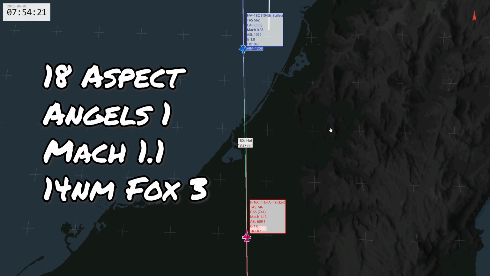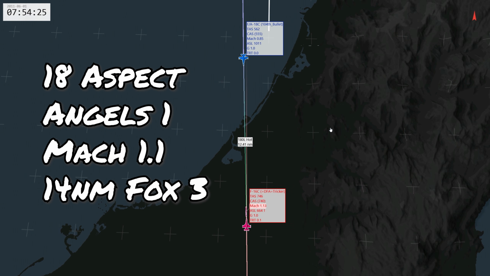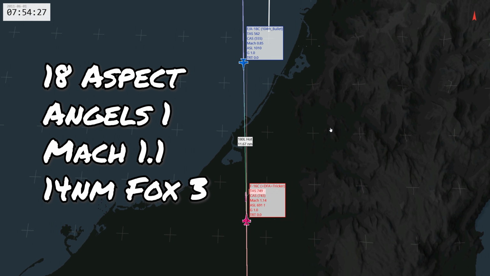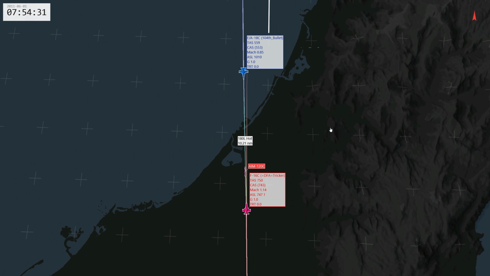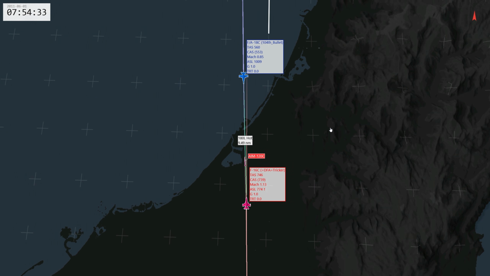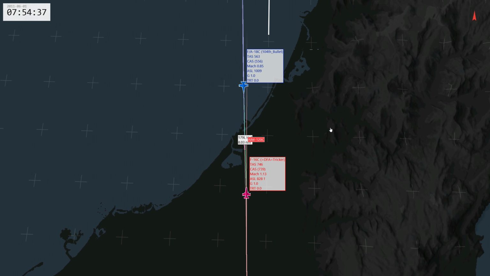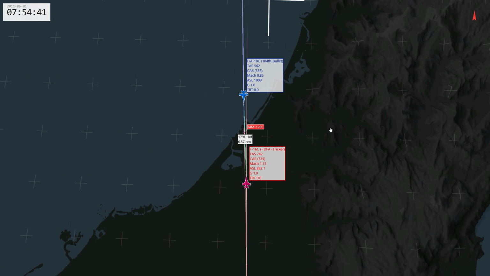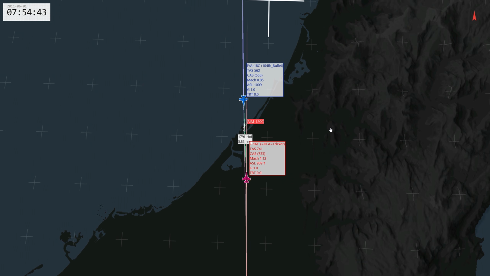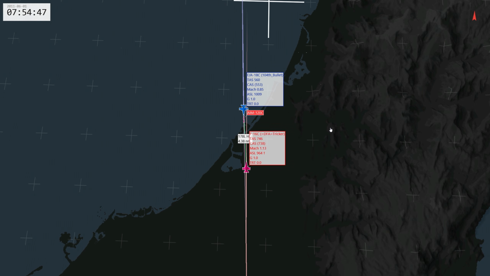So continuing on, here's a 1.8 aspect. We're down low, Angels 1, going Mach 1.1, and I could actually achieve a 14 nautical mile Fox 3 kill on a non-maneuvering target, which is actually really good considering how dense the air is down low. And considering in the 0 aspect example, the missile can only achieve a 4 nautical mile kill at our current altitude and speed of Mach 1.1.